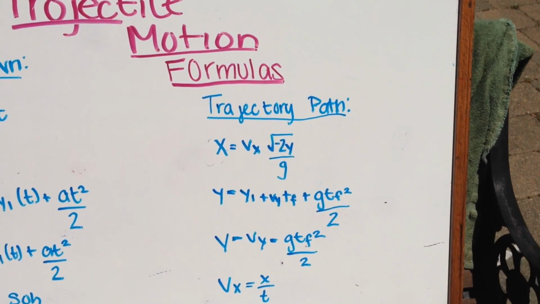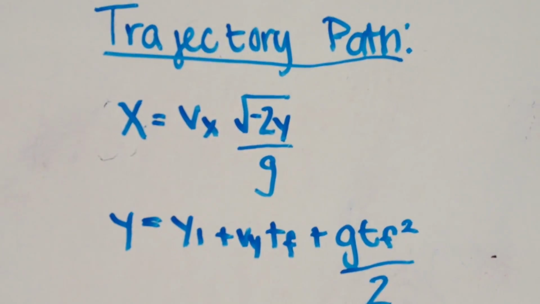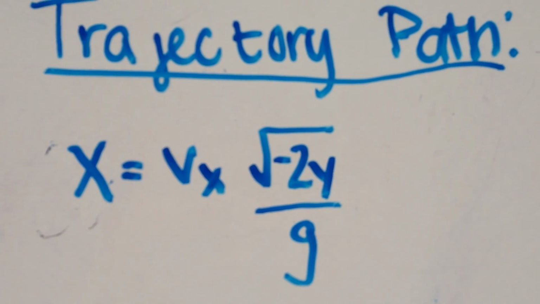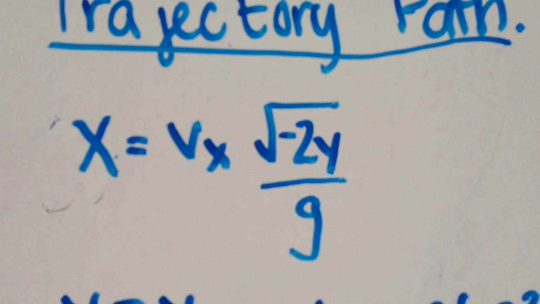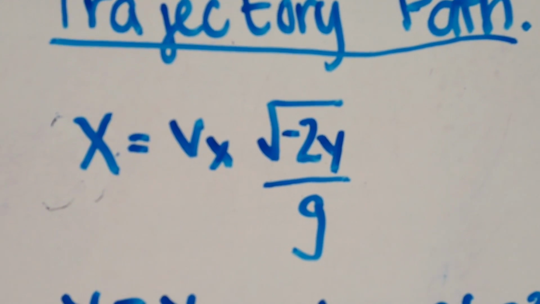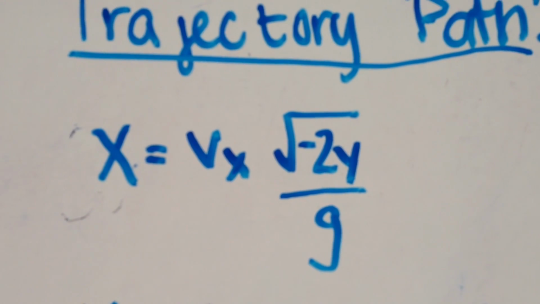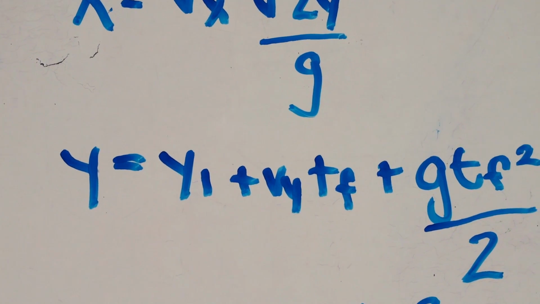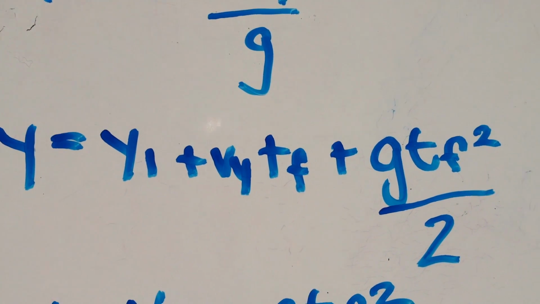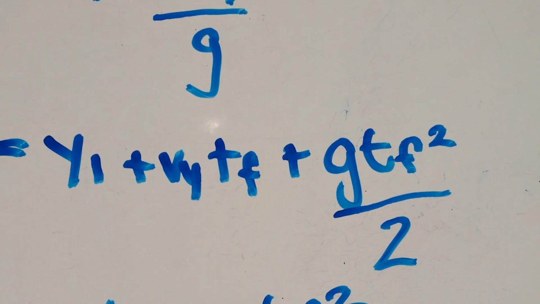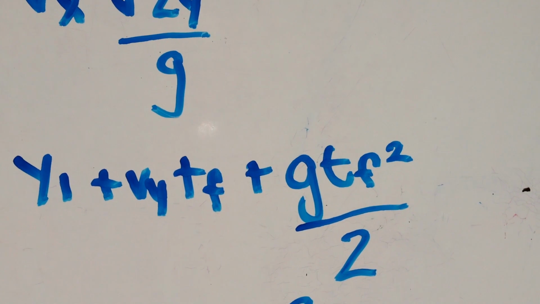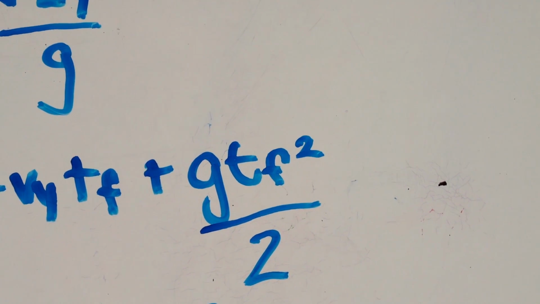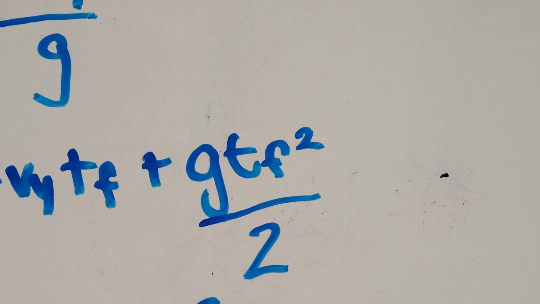Our first formula for the trajectory path is x equals velocity in x direction times the square root of negative 2y, which is the distance in the y direction, over g, which is 9.8 meters per second squared. The next equation is the distance in y direction equals distance in y direction initially, plus velocity in y direction times final time plus gravity, 9.8 meters per second squared.